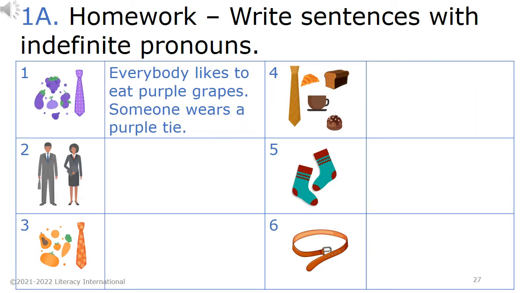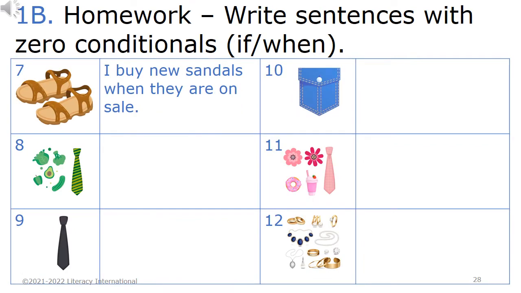1A. Homework. Write sentences with indefinite pronouns. For example, 1. Everybody likes to eat purple grapes. Someone wears a purple tie. 1B. Homework. Write sentences with zero conditionals. If, when. For example, 7. I buy new sandals when they are on sale.